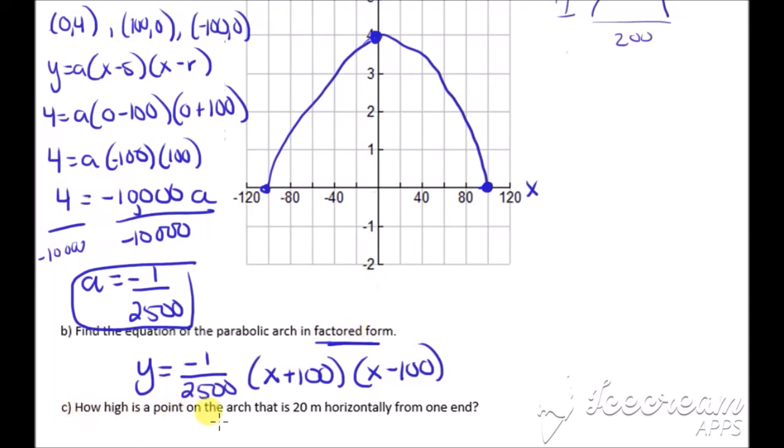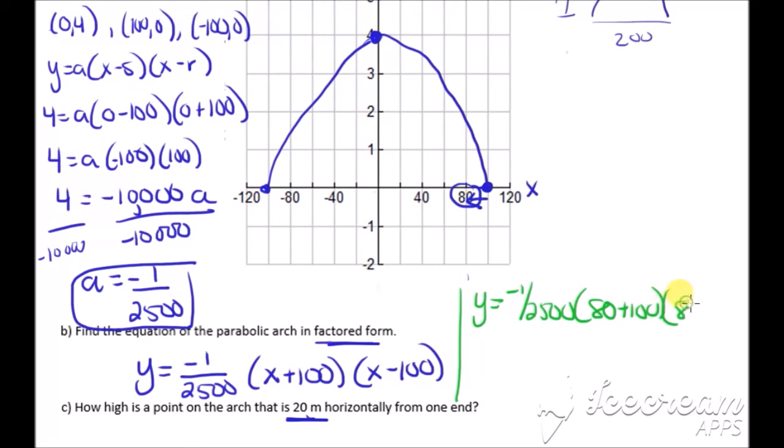Now the question, how high is the point on the arc that is 20 meters horizontally from one end? Okay, so from this end here, 20 meters in would be at 80. So what we want to do is take this equation, I'll do it in green, and sub in 80. So y equals -1 over 2,500, (80 plus 100), and then (80 minus 100).